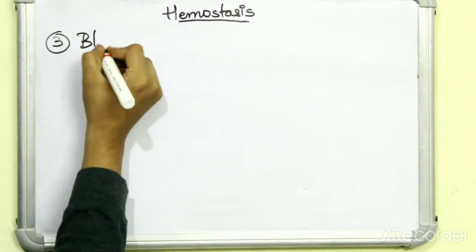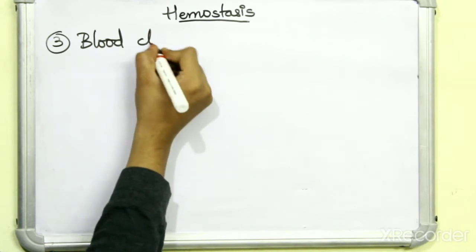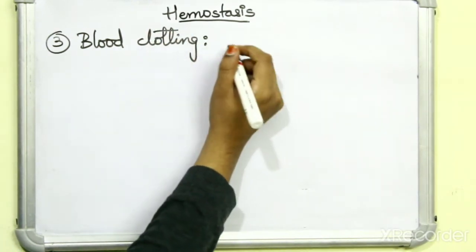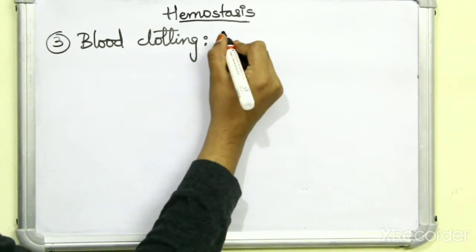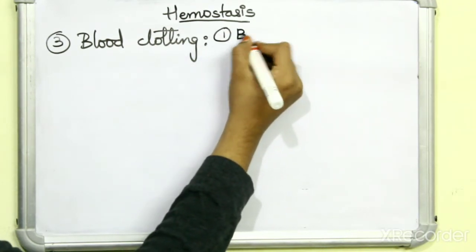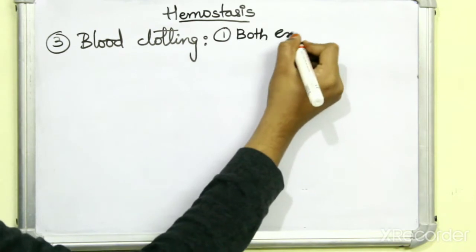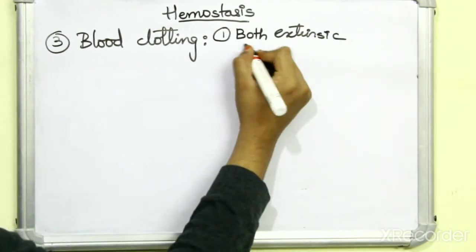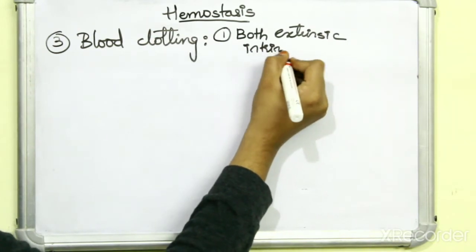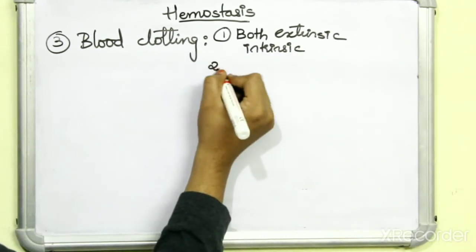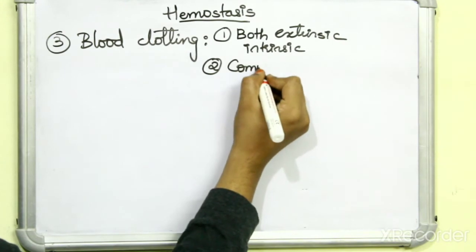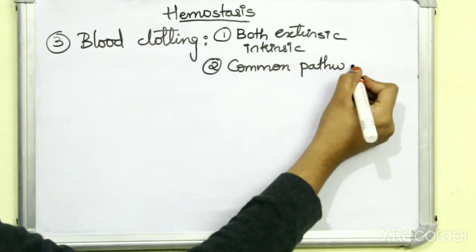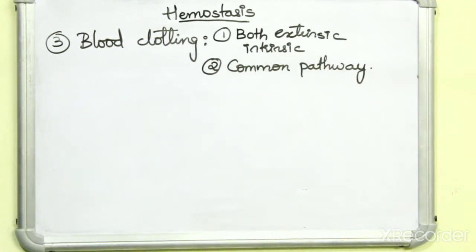Blood clotting generally includes different stages. Here you can say in blood clotting we have two different stages. The first stage includes extrinsic and also intrinsic pathways. Extrinsic, the term is defined for external, intrinsic for internal. And the second stage you can say is the common pathway. Now let us discuss what exactly happens in these two stages.